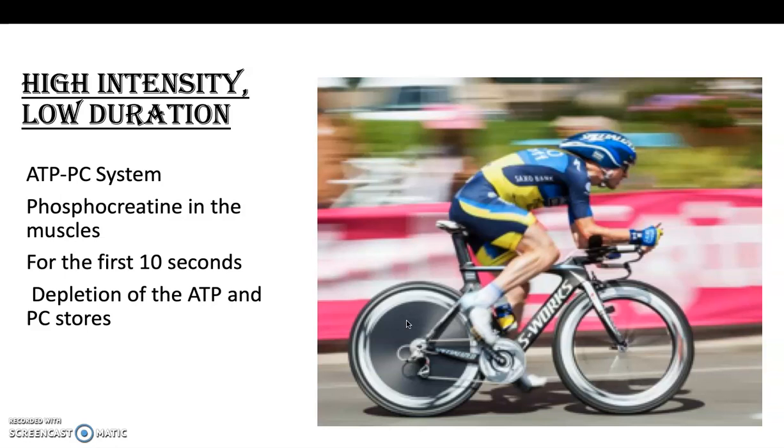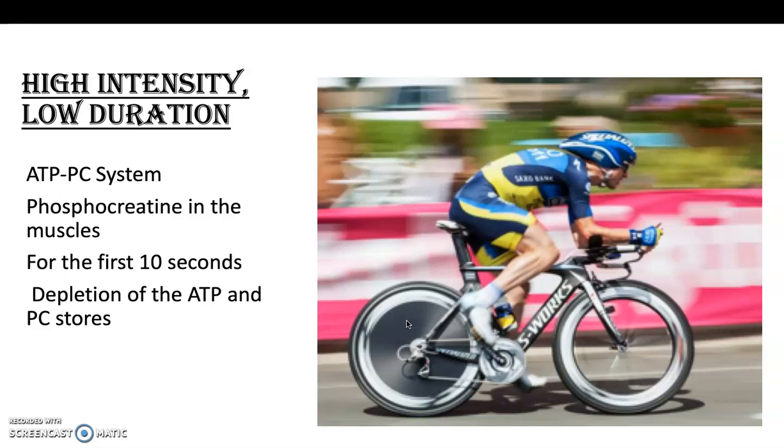However, the ATP-PC system only provides enough energy for the first 10 seconds of a sport. So for the 100-metre sprint, typically this is achieved in around 10 seconds or slightly over. So the athletes would be using the ATP-PC system as their dominant system.